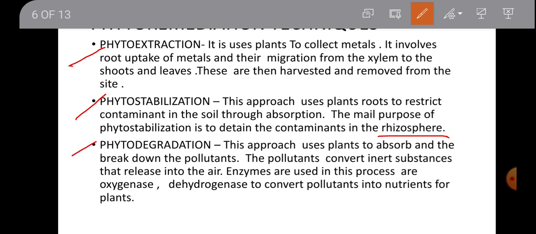Third is phytodegradation. This approach uses plants to absorb and break down the pollutants. The pollutants are converted into inert substances that are released into the air. In this process, pollutants are converted into nutrients for plants by enzymes. Enzymes are oxygenase, dehydrogenase.